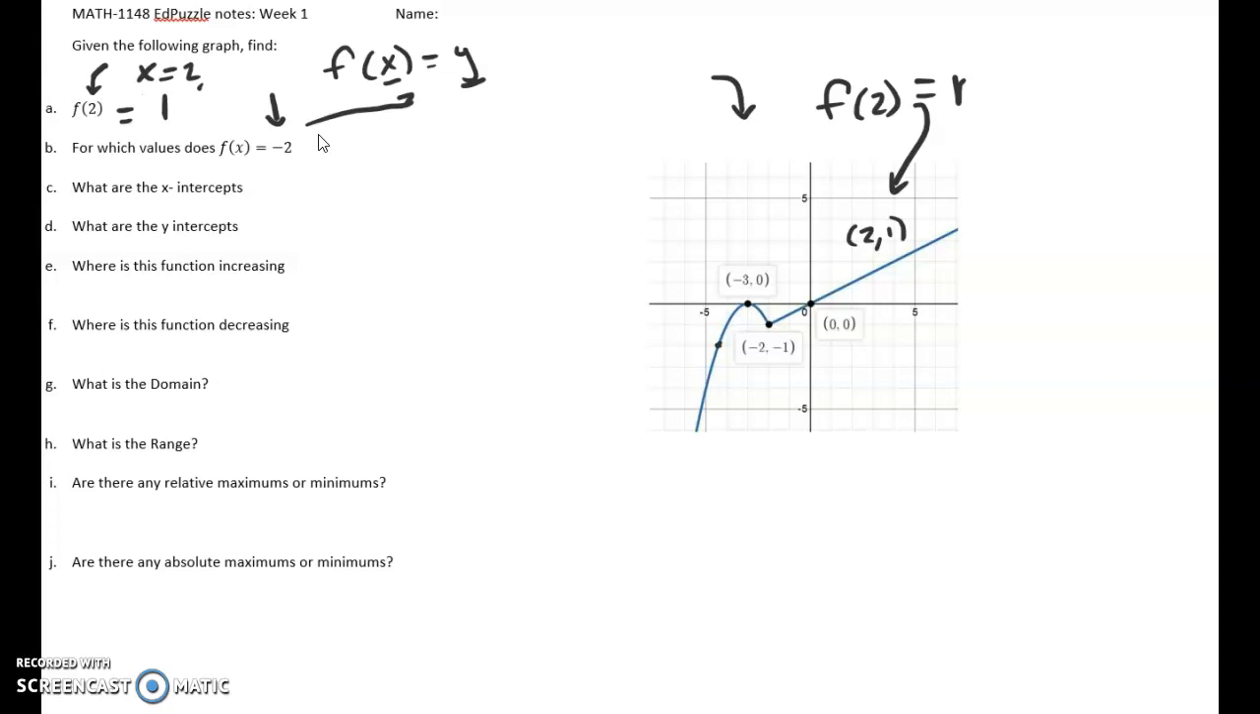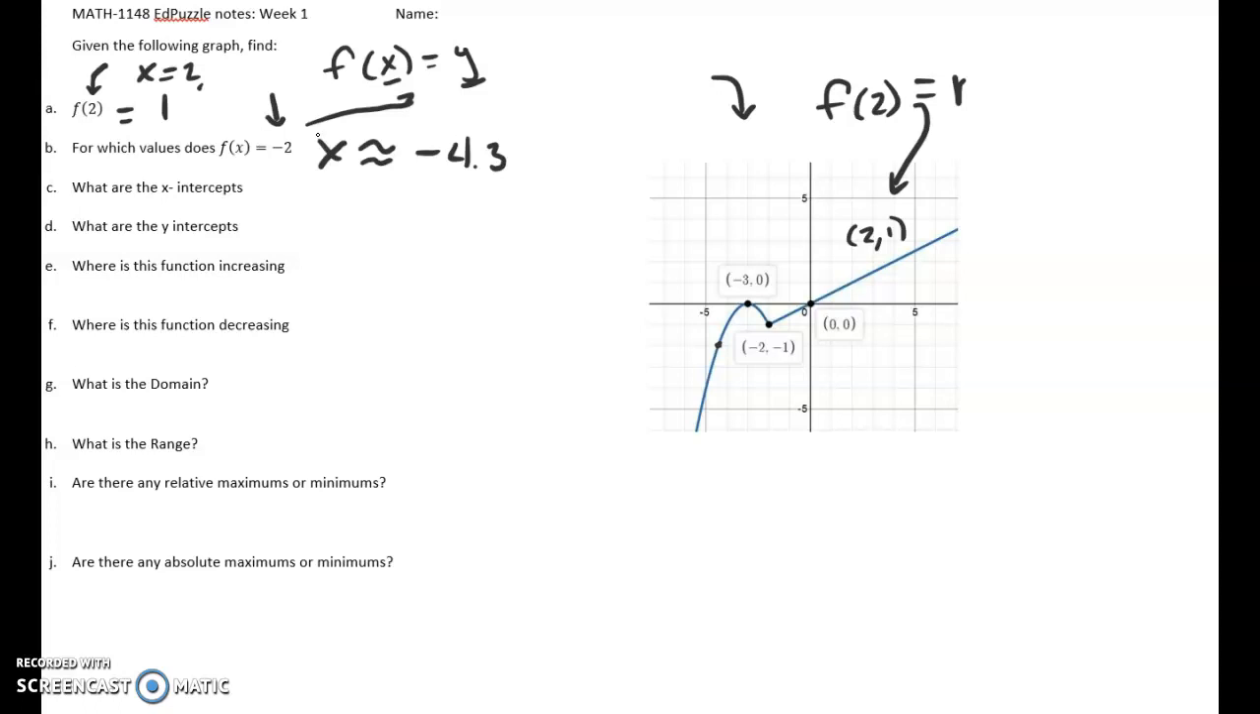Now we don't have an exact number for that. It seems like it's somewhere between -4 and -5. So I'm going to say x is probably equal to something close to, let's say, -4.3. Just doing our best guess here. We'll learn some algebraic techniques to try to find exactly that value, but for right now, that's the best we can do. The next one says, what are the x-intercepts?